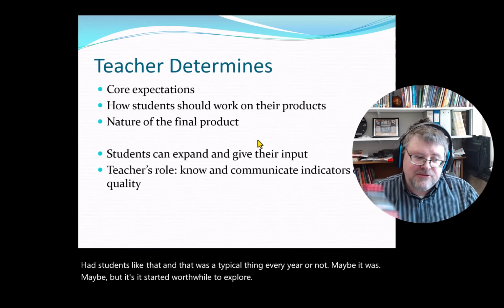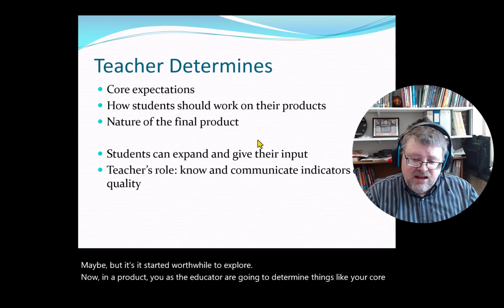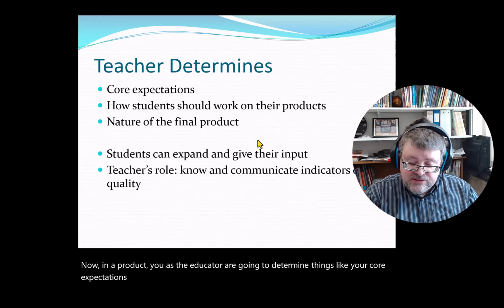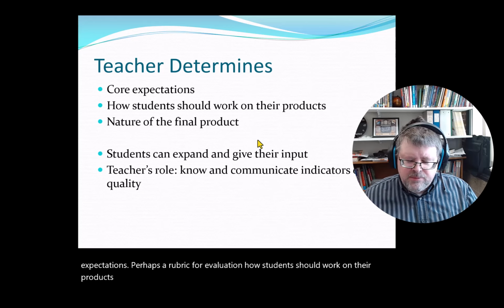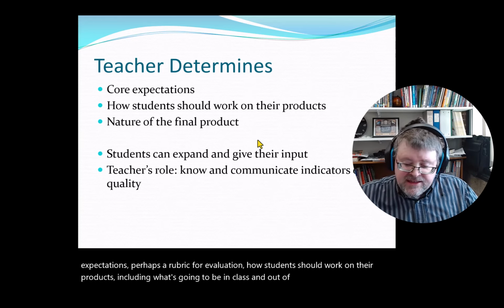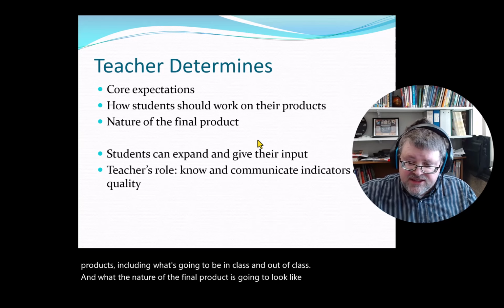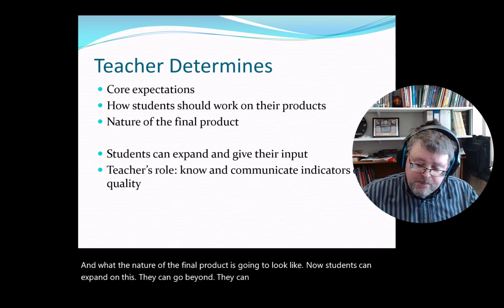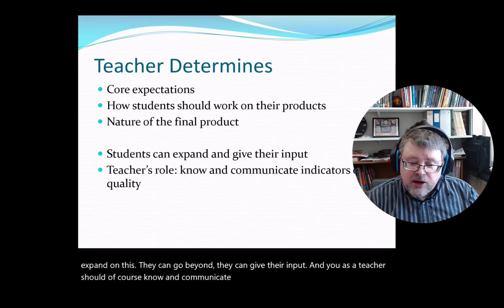Now, in a product, you as the educator are going to determine things like your core expectations, perhaps a rubric for evaluation, how students should work on their products, including what's going to be in class and out of class, and what the nature of the final product is going to look like. Students can expand on this. They can go beyond. They can give their input. And you as a teacher should, of course, know and communicate with students what a quality final product is going to look like.